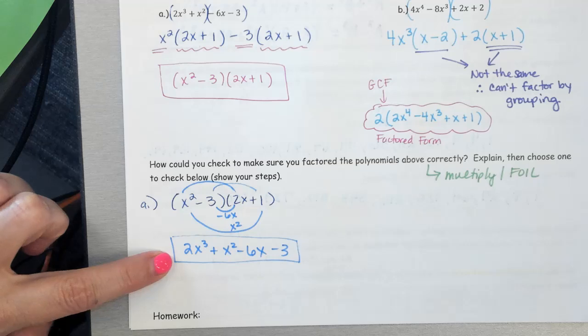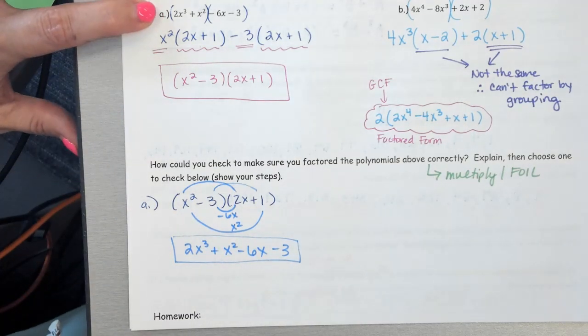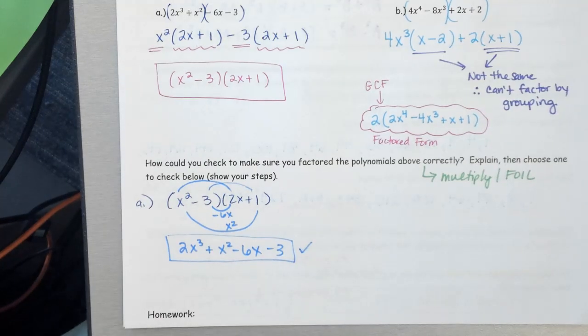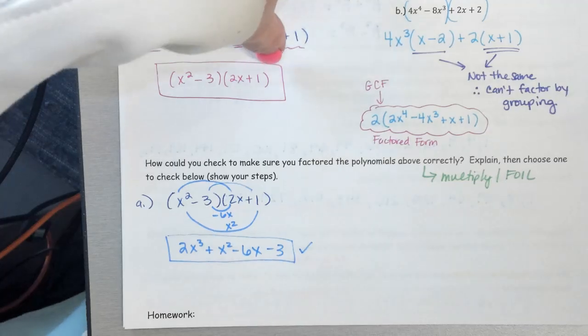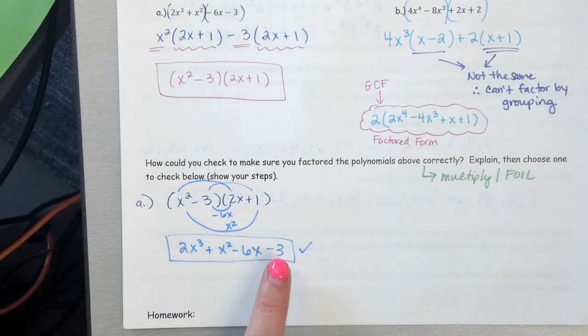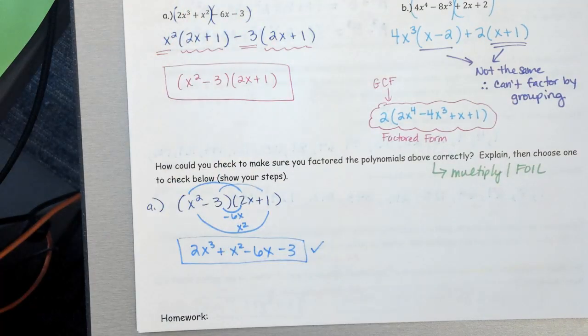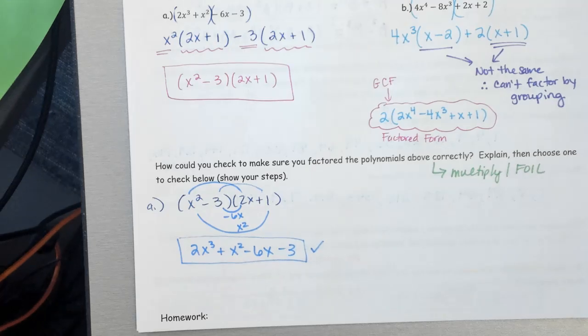I'm just going to verify that it matches what I was given for part A. Okay, and if it does, then we did it right. So that's another way that you can check. If you were to write 2x plus 1 times 2x plus 1, you'd have to multiply this by 2x plus 1, and it would not go to what was given for A. Okay.